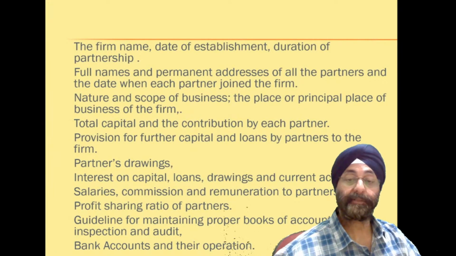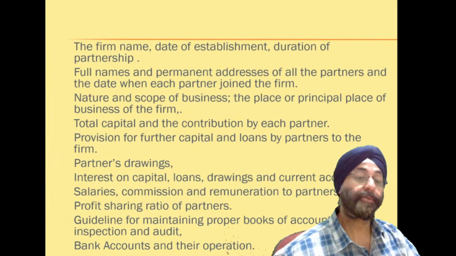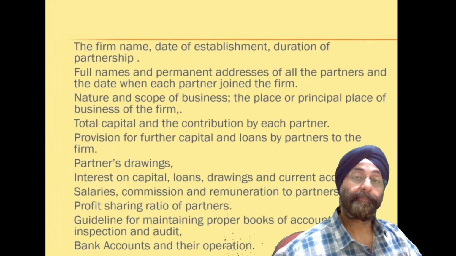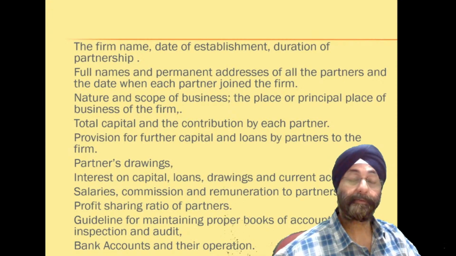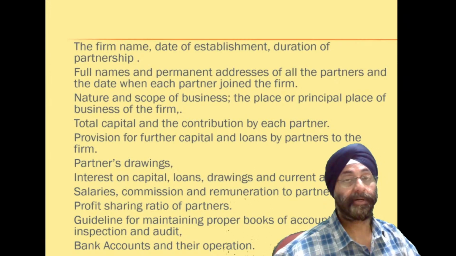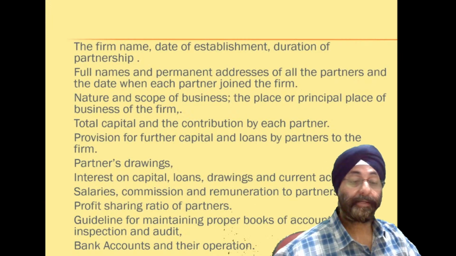Provision for further capital and loan by partners to the firm. Partners' drawings, interest on capital, loan, drawings, and current account, salaries, commission, and remuneration of the partners, profit sharing ratio of the partners, guidelines for maintaining proper books of account, inspection and the audit, bank account and their operations.